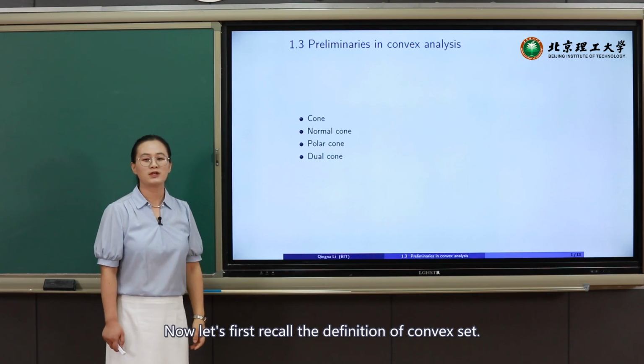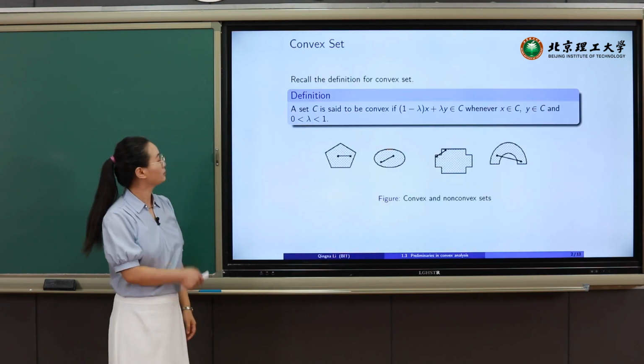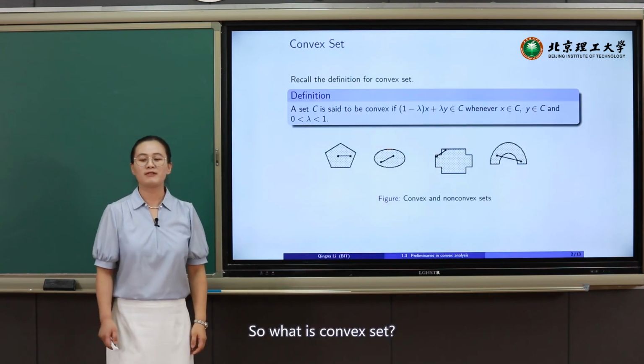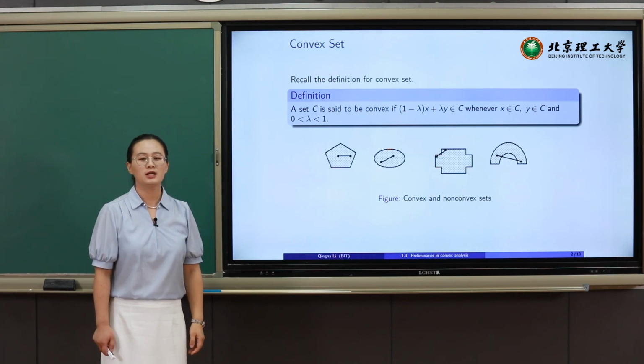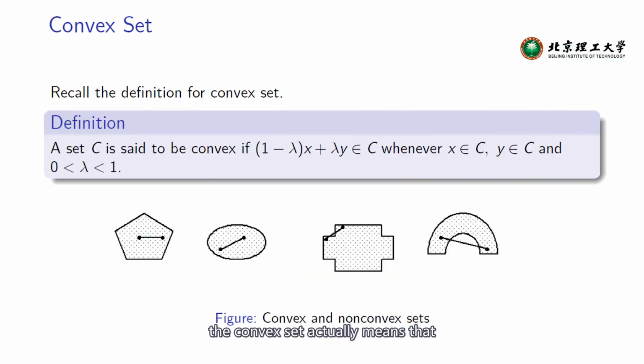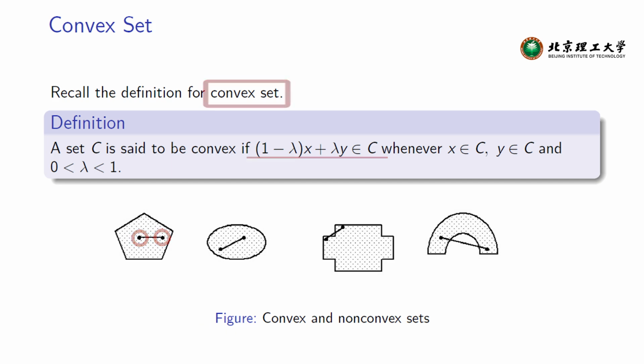Now, let's first recall the definition of convex set. So, what is a convex set? As we introduced in the previous lecture, a convex set means that the line segment between any 2 points inside this set is also inside the set. Then this set will be called a convex set.